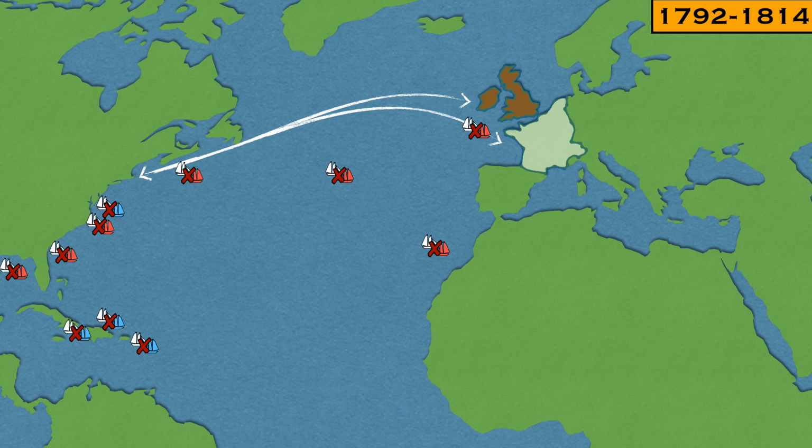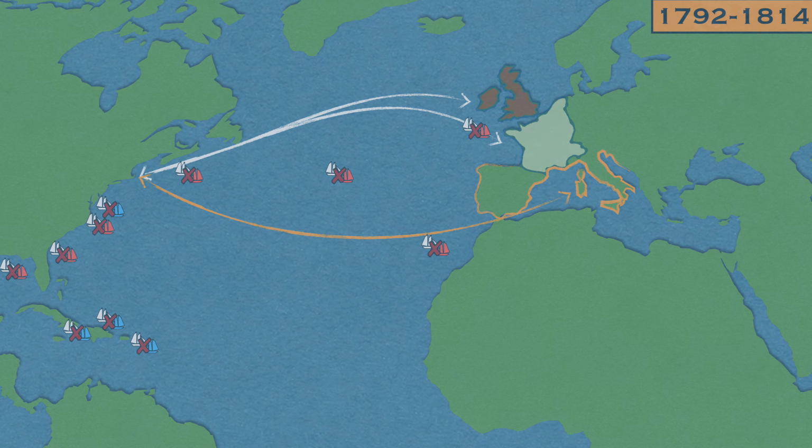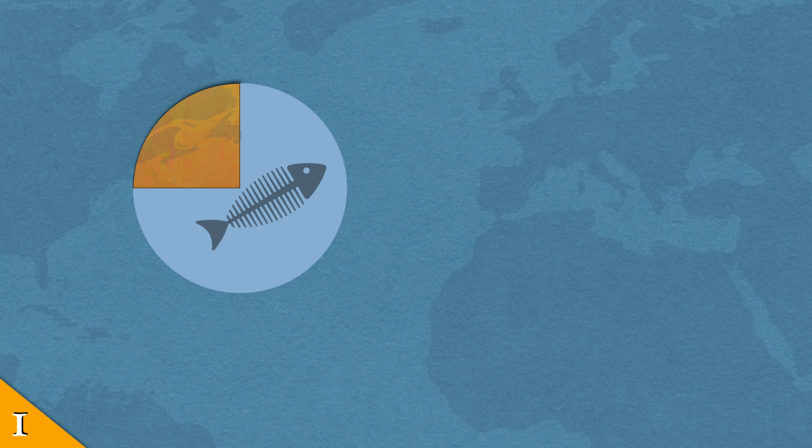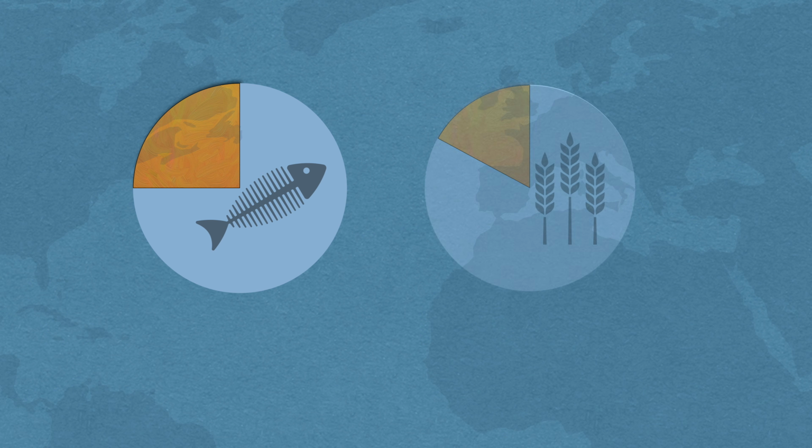As such, lots of American trade went to the more pirate-threatened southern European countries, which weren't involved in the conflicts as much. As much as a quarter of US cod and a sixth of US grain exports went into the Mediterranean.